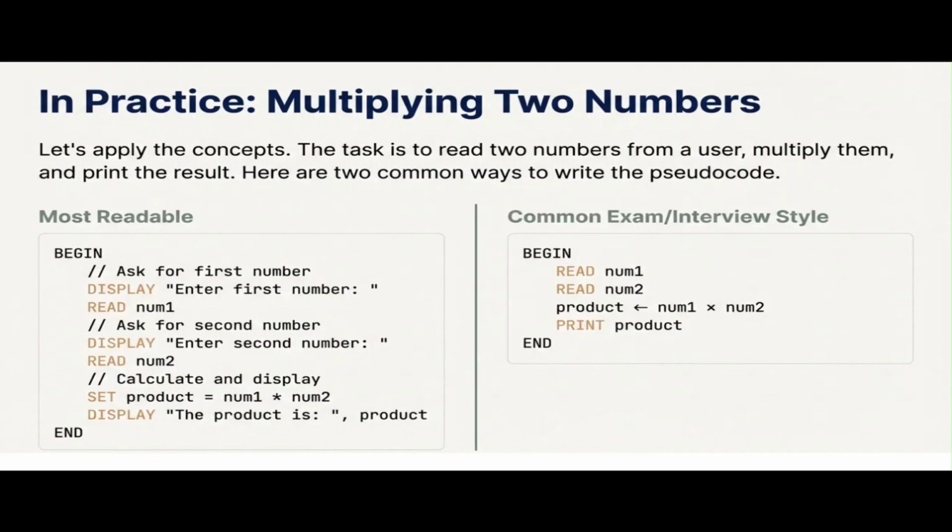The short version: begin, read num1, read num2, product, num1 x num2, using arrow for consistency, print product, end. Simple, right? For beginners, try the readable style first. It helps visualize.